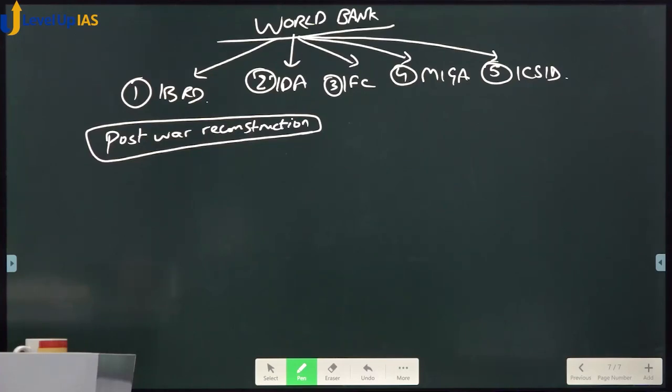Have we heard of masala bonds? Did you know one organization helped in issuing masala bonds? IFC. Remember I told you what IFC will do in the World Bank chapter? IFC.